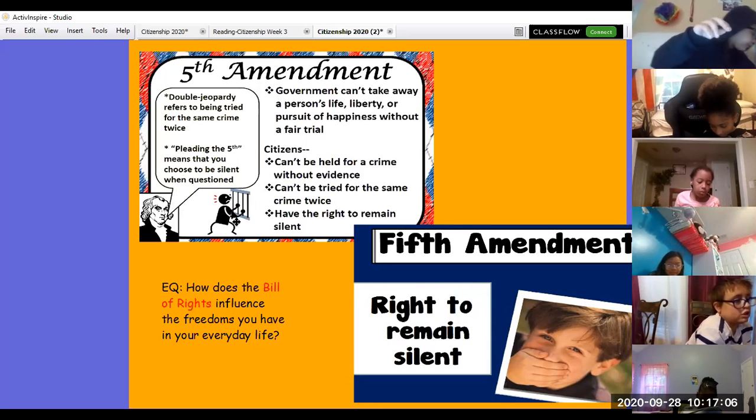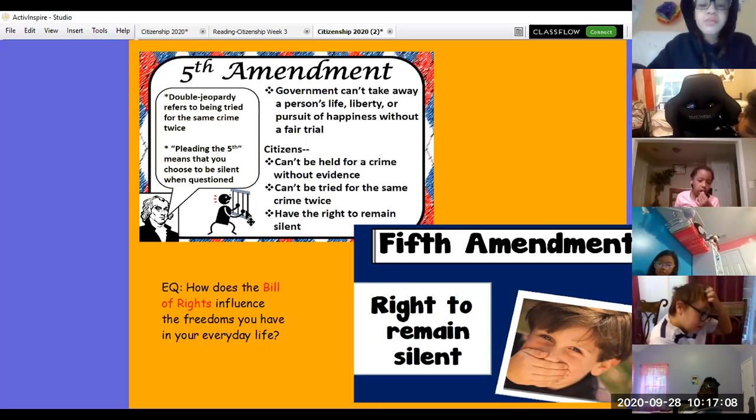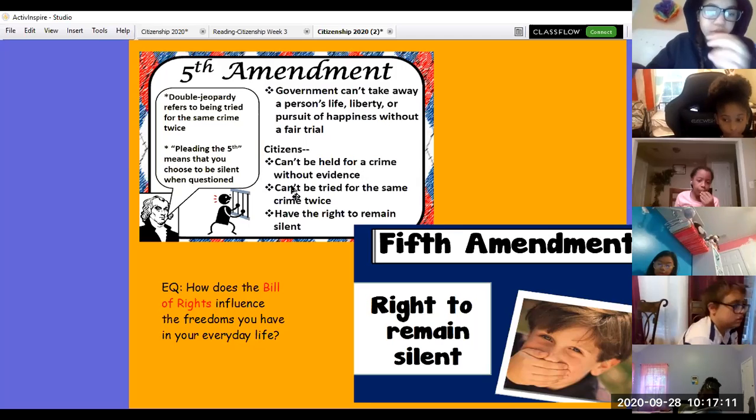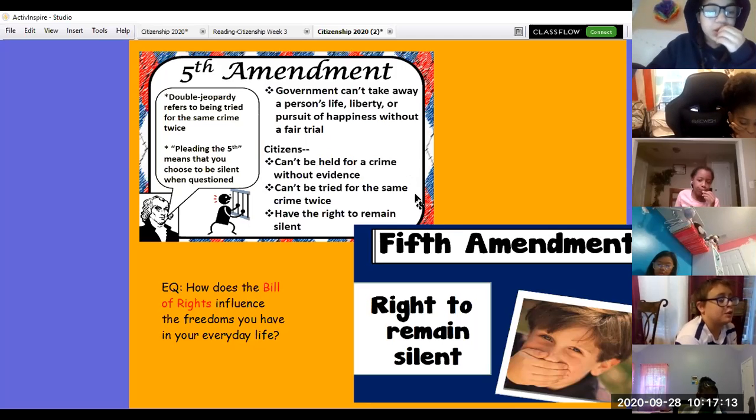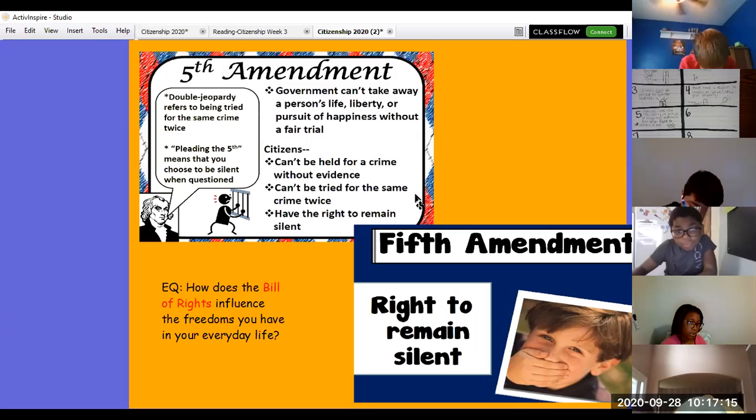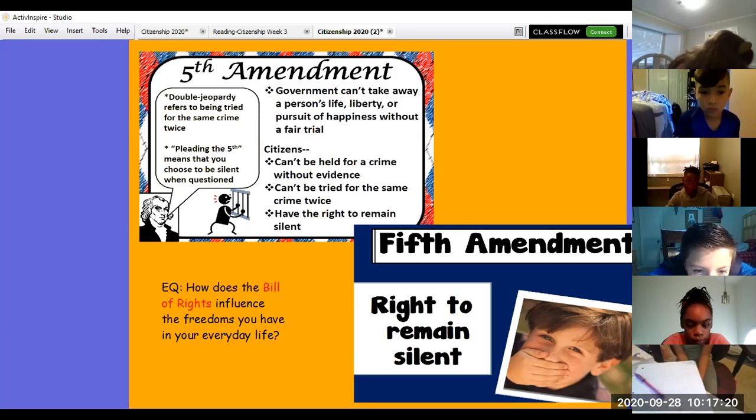Okay, or you could draw this right here, the little guy behind bars. Okay, if there's no evidence to support the case, you cannot be tried. Are there any questions on number 5?